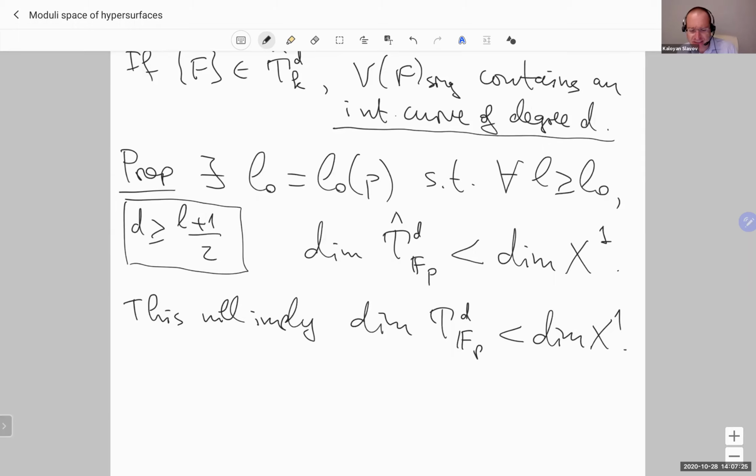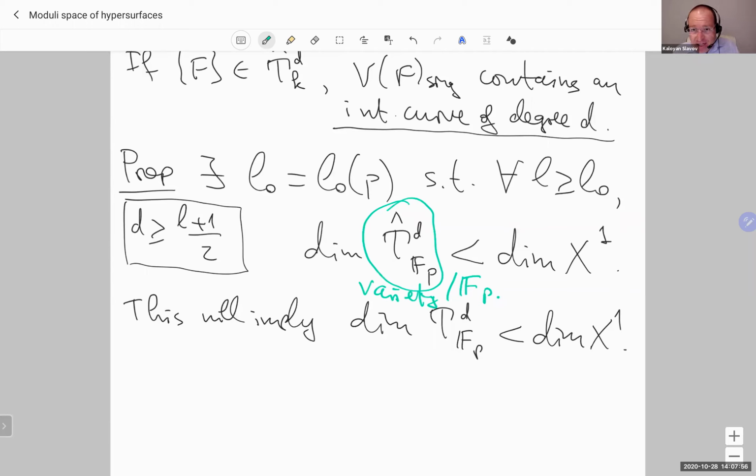Now let me emphasize, this is a variety over a finite field FP. And we have a technique, namely the Lang-Weil bound and point counting, with which we can give a bound on the dimension of a variety over a finite field.